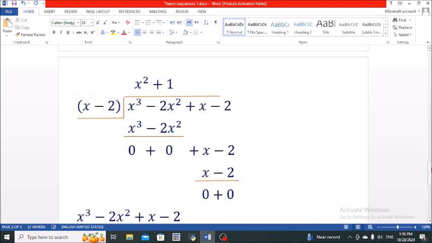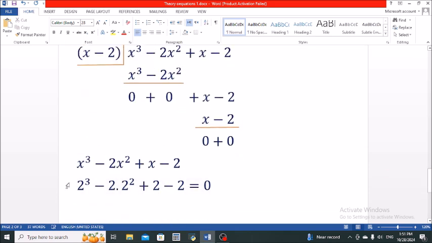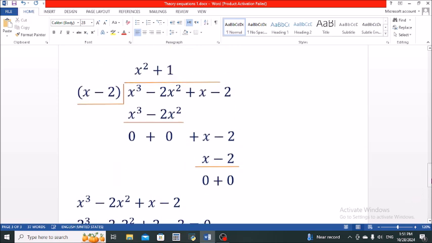Our theorem is that the remainder when dividing by x minus alpha is equal to the value of the function at alpha. Substituting to make sure once more, that's 2 cubed minus 2 times 2 squared plus 2 minus 2. 2 cubed is 8, minus 2 times 4, that's 8, plus 2 minus 2, equals 0. Then the value of the function when x equals 2 is 0, and consequently 2 is a root. Is this a way to obtain the root by trial?